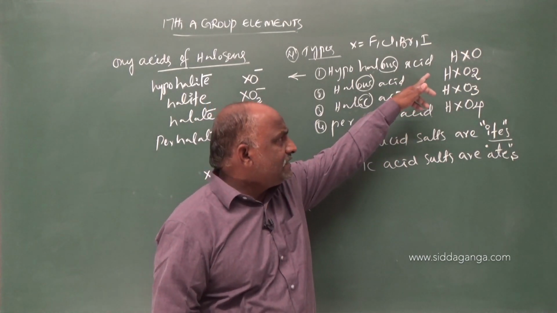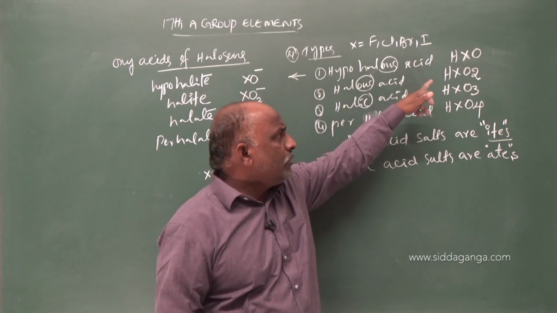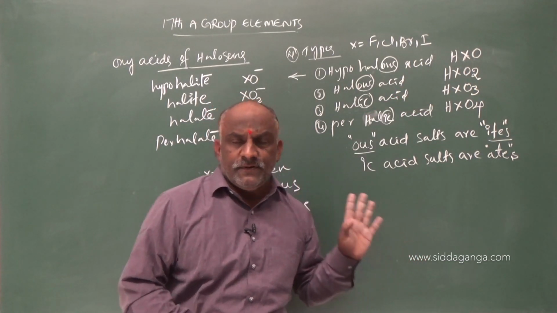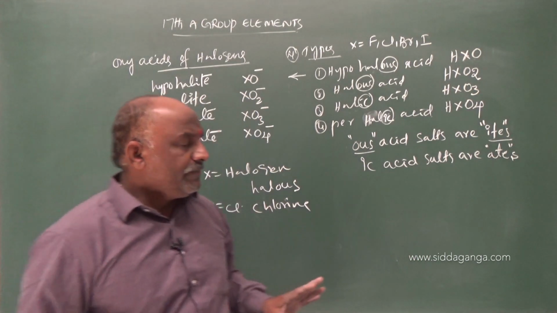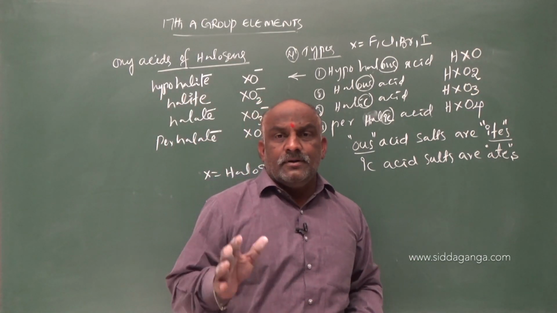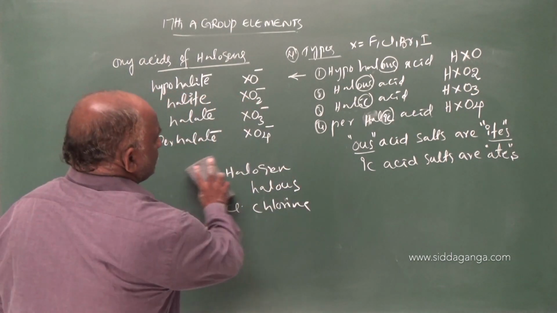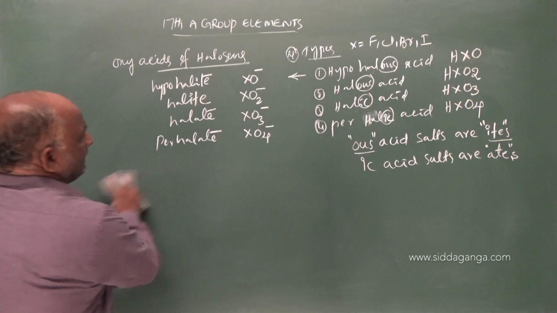So simple, what is X? X is called fluorine, chlorine, bromine, iodine. Then what are the examples regarding this? We should observe those examples here.